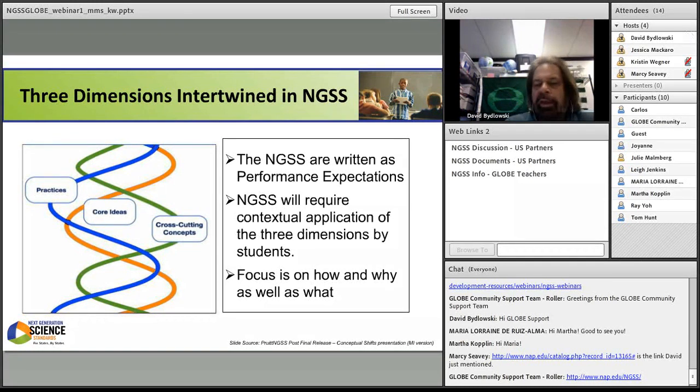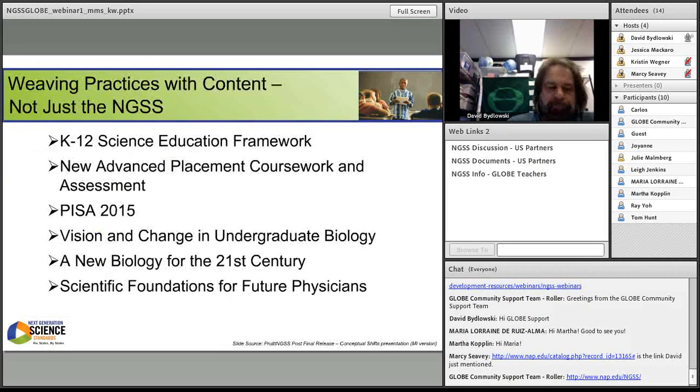Every one of the expectations is written as a performance expectation. And as Marcy will talk about, that will be one of the major shifts. We're not looking at a curriculum of necessarily what to teach, we're really looking at what to assess, and then how do we go about doing that? And that will be the real focus of today's work.